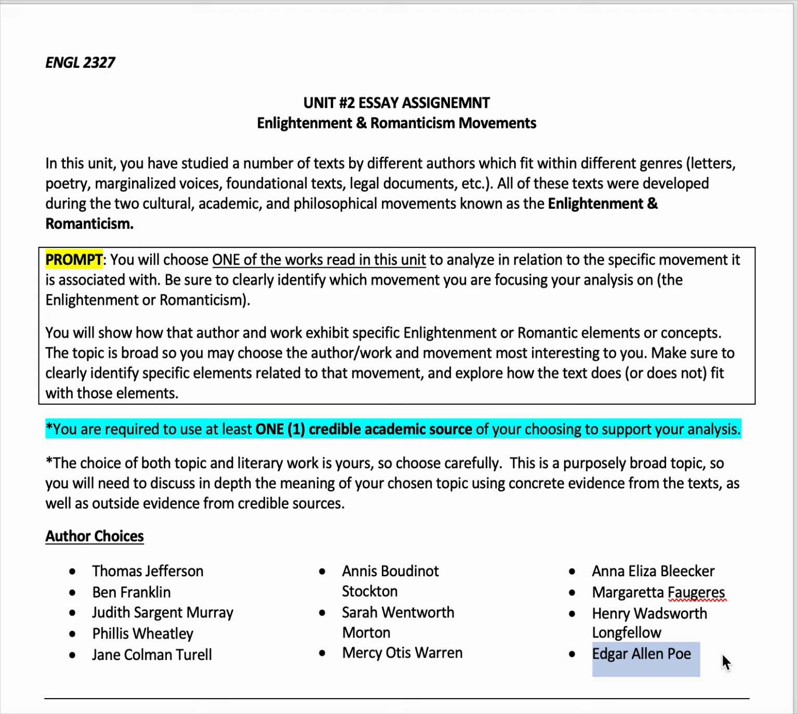You can also think about how the text does or does not fit within that movement, ideally. So if, for example, you want to say one of the poems from Longfellow actually doesn't show romantic elements clearly enough and more harkens back to the Enlightenment, then you can say that.